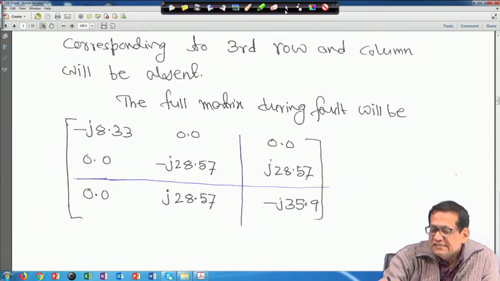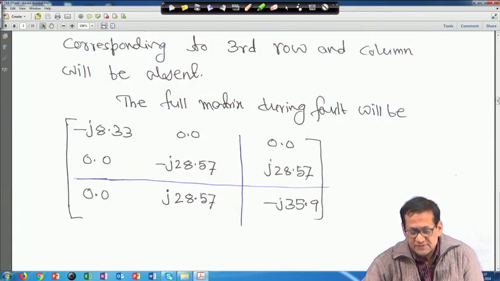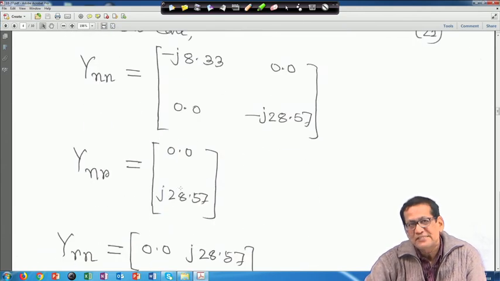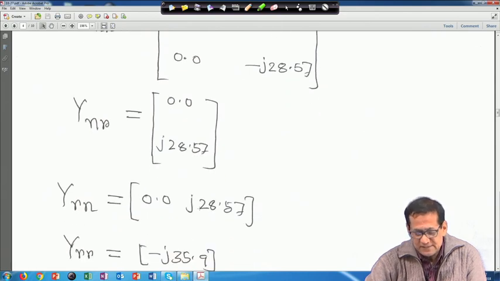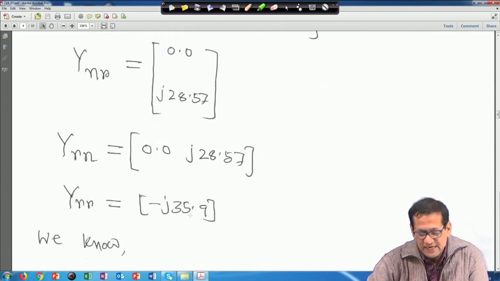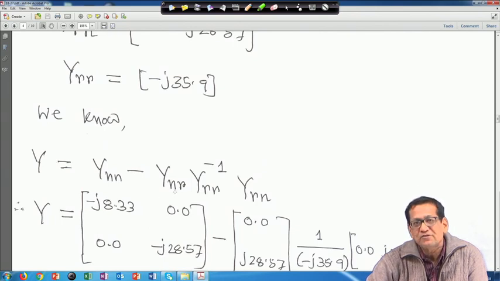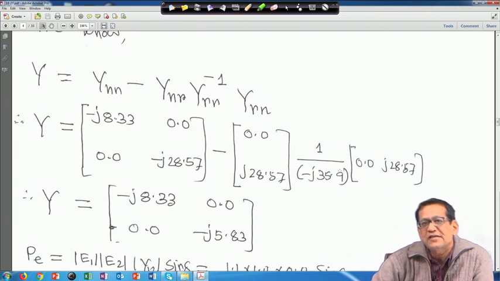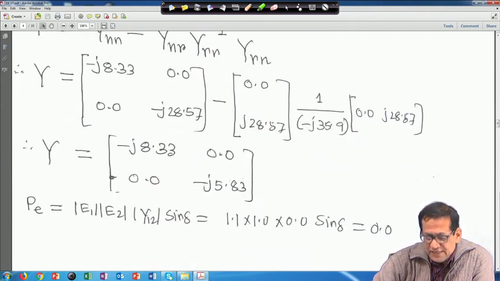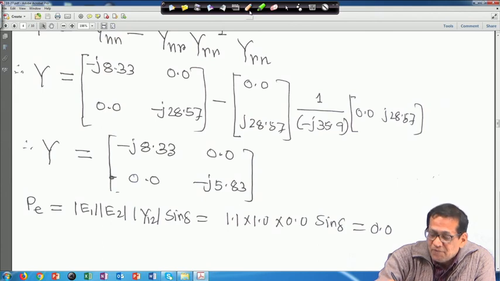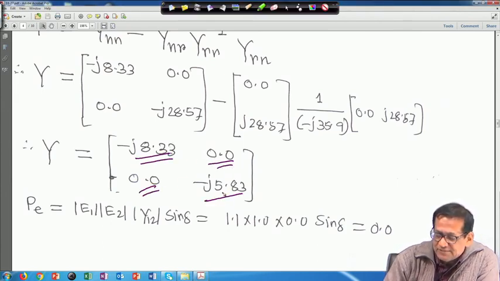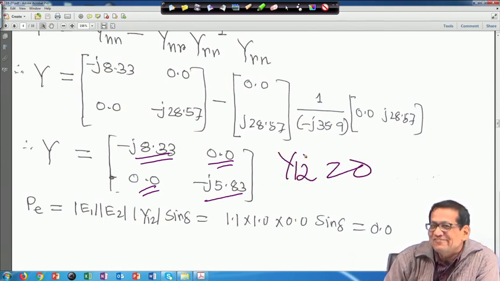So, in that case, if we do so, YNN is equal to this much, I told you YNR will be this much, YRN will be this much, and YRR is a single element, right, and we know this formula. So, simply we will substitute and simplify. If you do so, you will get minus j 8.330, this is 0, and this is minus j 5.83, right. That means my y12 actually is equal to 0.